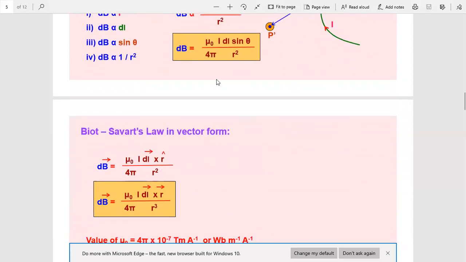So one step more, we can derive Biot-Savart law in vector form.